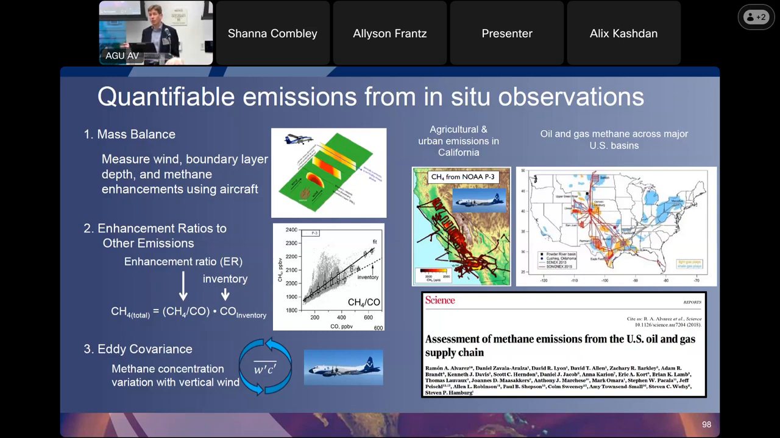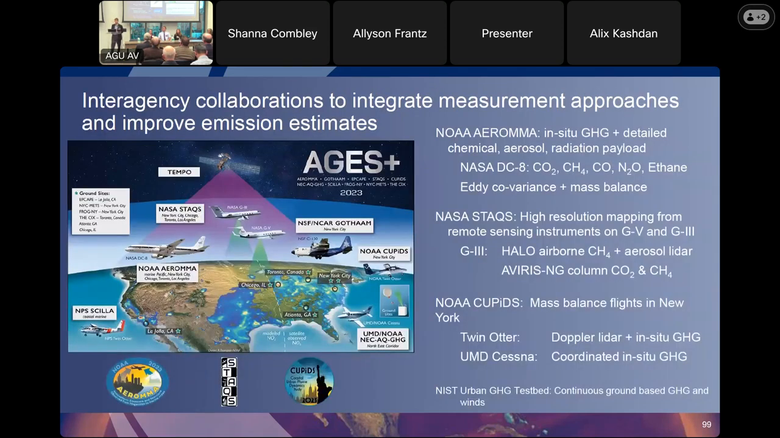Examples of past work that illustrates how this has been implemented are over on the right. So, just illustrating the NOAA P3 making measurements in California that are instrumental in understanding the emissions from the urban sector as well as from the agricultural sector. And then also a series of measurements that took place across the majority of oil and gas producing regions in the United States to understand that emissions sector. And again, that has allowed these kinds of evaluations of the accuracy of emissions inventories. So, next slide, please.